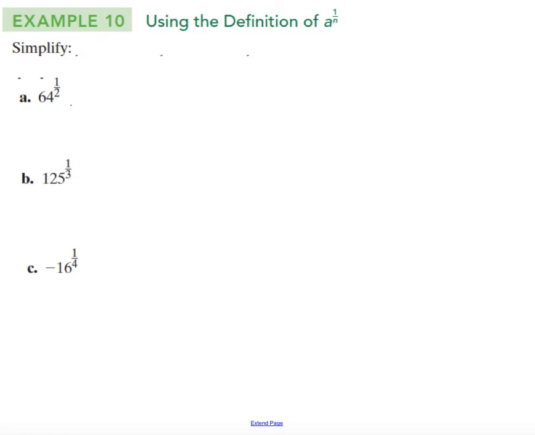So 64 raised to the 1/2 power can be rewritten as a radical. 64 is going to be your base. Go ahead and create your radical. Your index is going to be that denominator, square root. All right, so now what is the square root of 64? Square root of 64 is a perfect square, so the square root of 64 is 8.